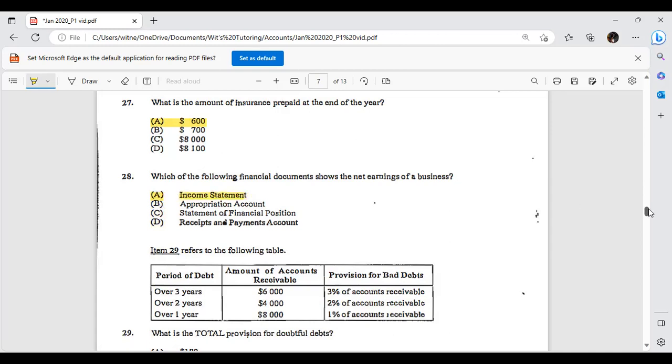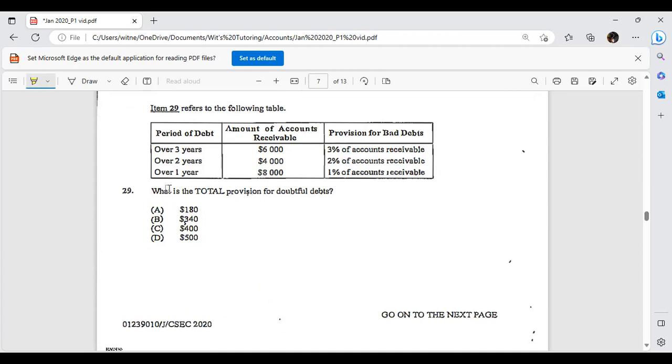Item 29 covers the following table. What is the total provision for doubtful debts? All right, guys, here's what we're going to do. This is your collectible. This is the balance sheet approach for doubtful debts. So for debt of over 3 years, the amount of receivables that we have is 6,000. The percentage that we assume, the provision that we're making, that would be uncollectible is 3%. You're going to find 3% of the 6,000, right? 3 times 6 is 18. That's supposed to be 180.